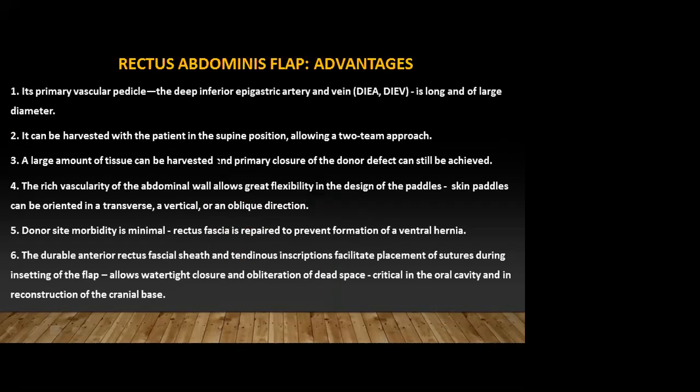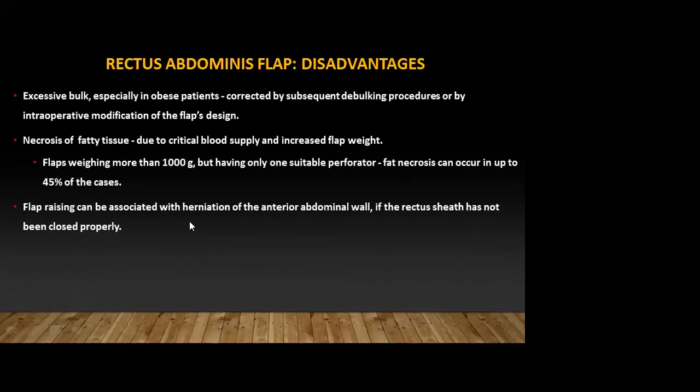It is a large caliber pedicle, and it can be harvested when the patient is in the supine position, allowing a two-team approach. A large amount of tissue can be harvested and primary closure of the donor defect can still be achieved. The rich vascularity of the abdominal wall allows flexibility in the design of the paddles. The skin paddle can be oriented in a transverse, vertical, or oblique direction. Donor morbidity is very minimal, and the durable anterior rectus sheath and tendinous inscriptions facilitate placement of sutures during the insetting of the flap. So it allows a watertight closure, and it also obliterates dead space. And this is very important when we are reconstructing in the oral cavity and also in the skull base.